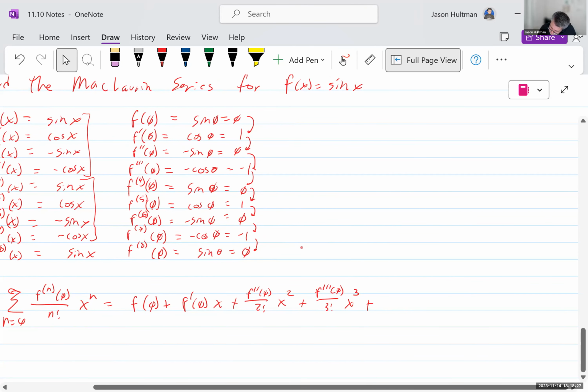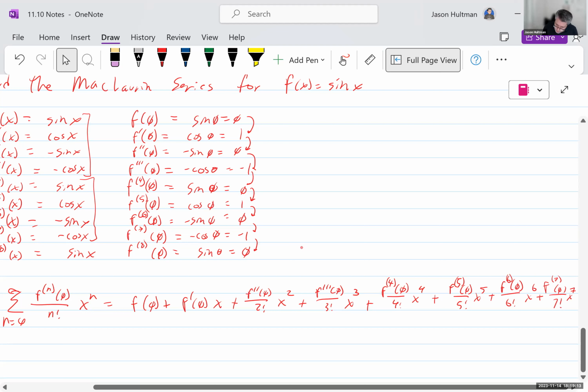Plus the 4th derivative evaluated at 0 over 4 factorial x to the 4th plus the 5th derivative evaluated at 0 over 5 factorial x to the 5th plus the 6th derivative of 0 over 6 factorial x to the 6th plus, looks like I'm only going to be able to squeeze in one more, the 7th derivative of 0 over 7 factorial x to the 7th.